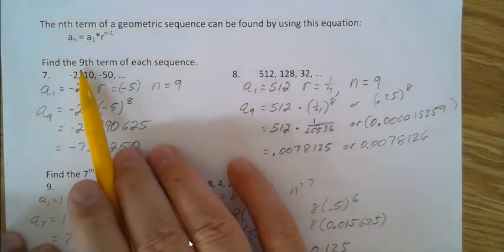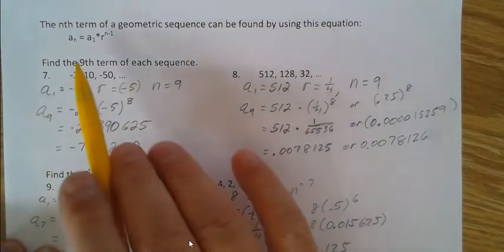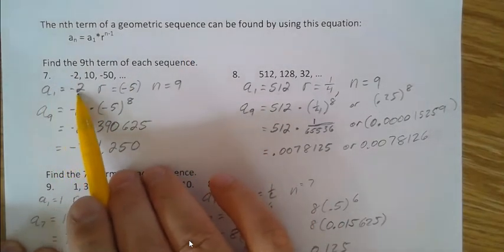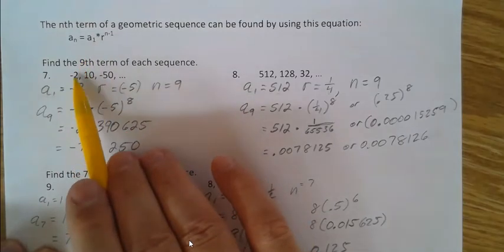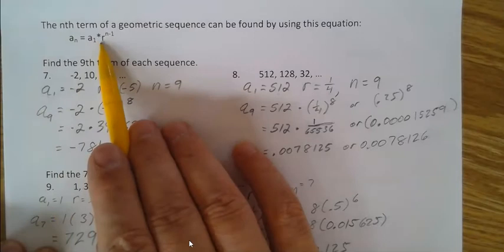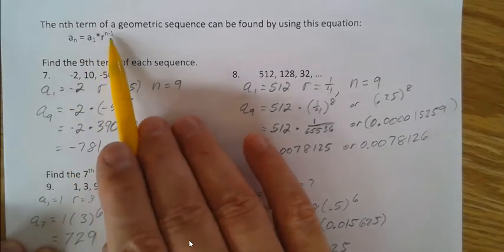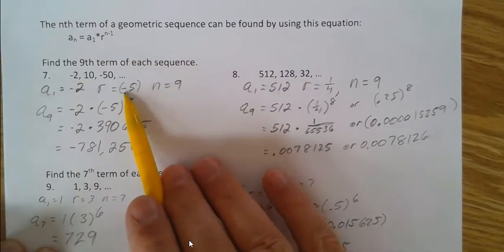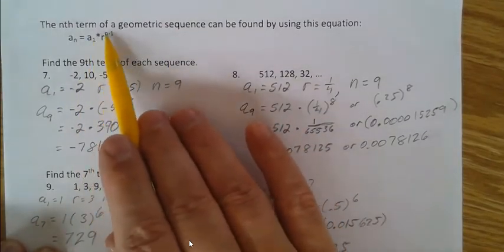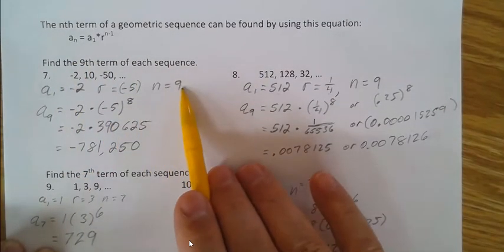So number 7, we want to figure out the 9th term. So first, a1 is equal to -2. a1 means the first term. The first term in the sequence is -2. r is that ratio, what we're multiplying by. You don't want to think of dividing in this one. It has to be multiplying. In this problem here, we're multiplying by -5. And the n, it's the 9th term, so n is 9.